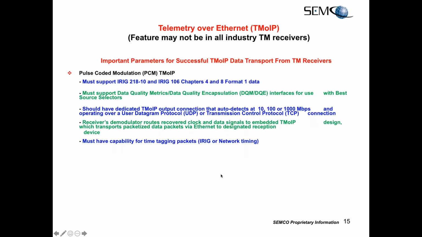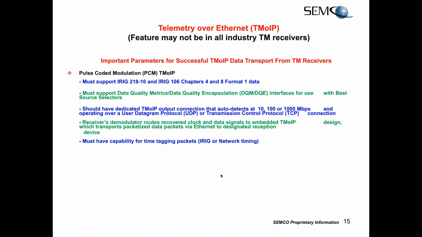So last but not least is TM over IP, telemetry over Ethernet. Important parameters for successful TM over IP data transport from TM receivers includes the ability to do PCM, TM over IP, and that needs to support both IRIG 218-10 and then IRIG 106 chapters 4 and 8 format 1 data. And that's the data that you really need to be able to packetize and transport over Ethernet. You also need to have the capability of supporting chapter 10. Chapter 10 is used in many cases a lot more than IRIG 218 because it is a more standard format and also because tape recorders also do chapter 10. And so it's a standard format that's used in TM over IP.